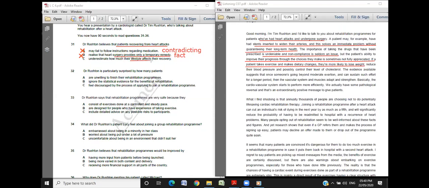And they have said is sometimes not fully appreciated. Okay? To appreciate is to acknowledge, to recognize. So here also it is saying underestimate, not fully appreciate it. That means they know about it, but they don't really fully understand the importance of lifestyle changes on their recovery. So C is the correct answer here. Yes.